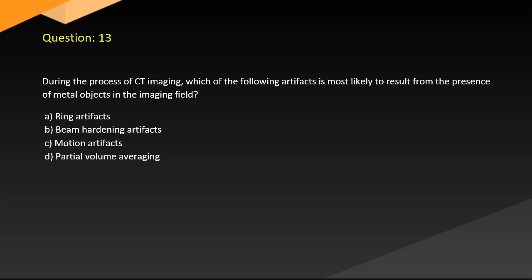Question 13. During the process of CT imaging, which of the following artifacts is most likely to result from the presence of metal objects in the imaging field? A. Ring artifacts. B. Beam hardening artifacts. C. Motion artifacts. D. Partial volume averaging.